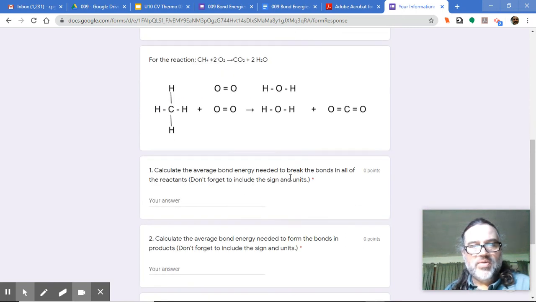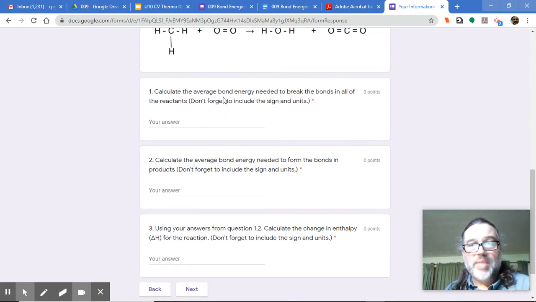And what I need you to do is 1, 2, 3. Calculate the bond energies of all the bonds that are breaking in the reactants. Calculate the bond energies in the products, how much it formed, and then take 1 minus 2 and get your answer. I'd love for you to practice this. There's another problem to practice on this.